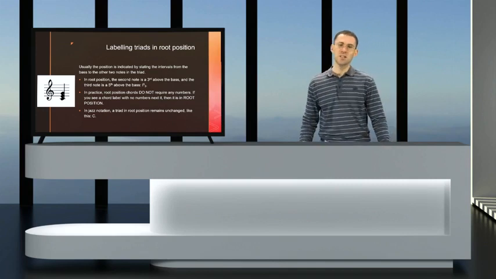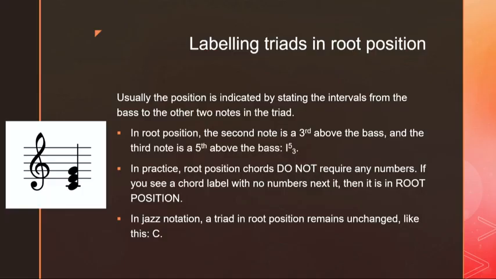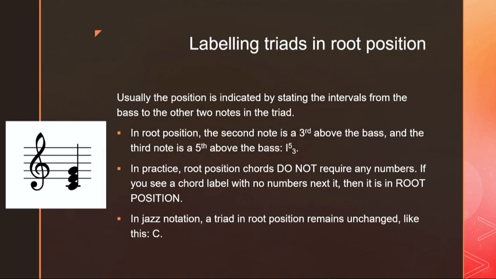But in practice, root position chords do not require any numbers at all. So if you just see a chord label with no numbers next to it, just chord 1, then it is in root position. In jazz notation, a triad in root position remains unchanged. So if it is a triad based on C, it will simply be C on its own.